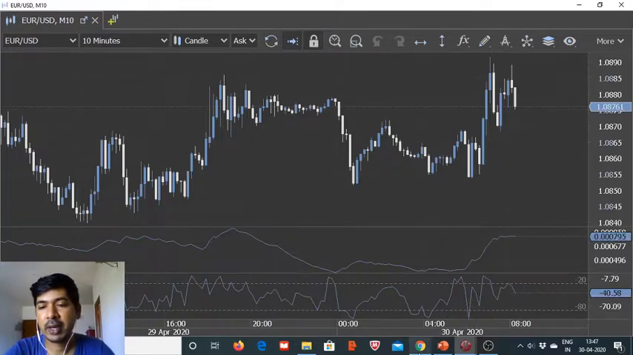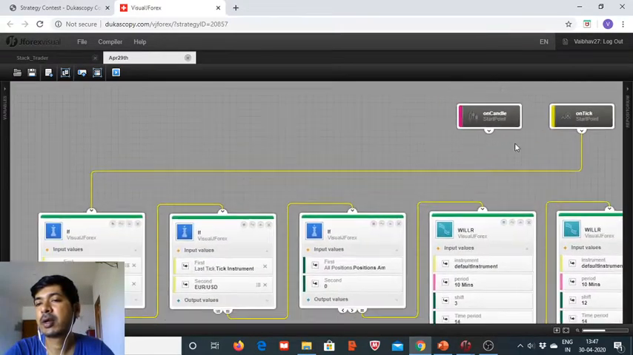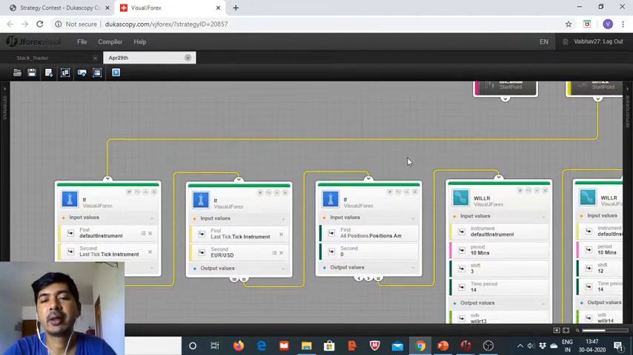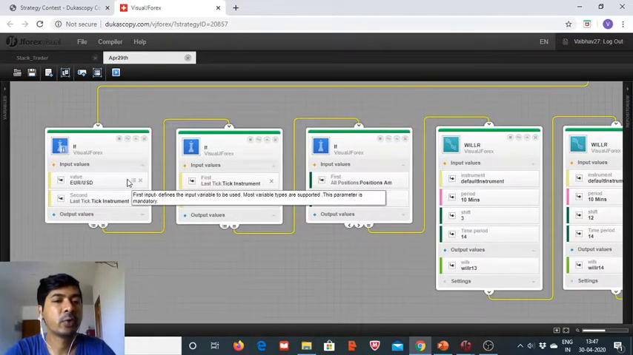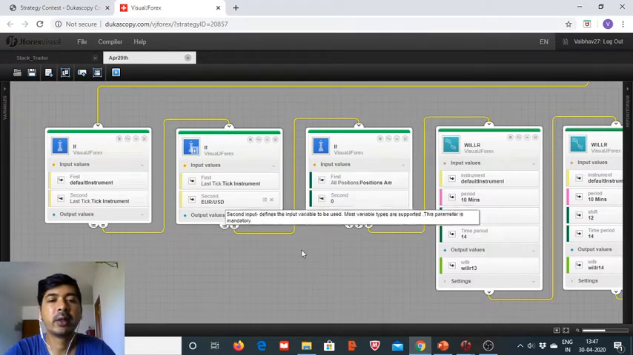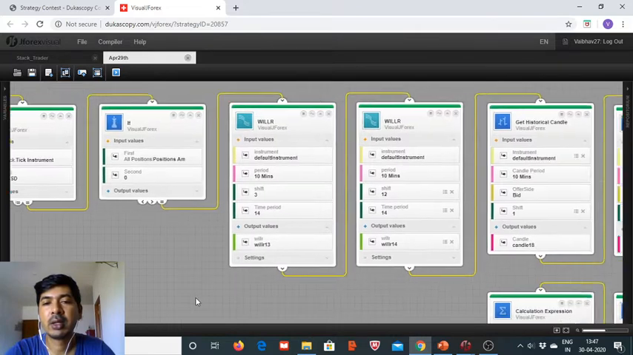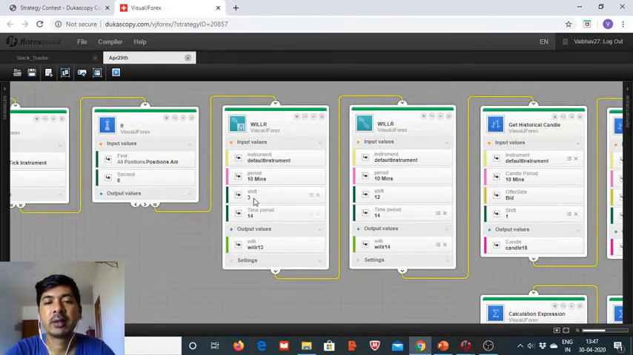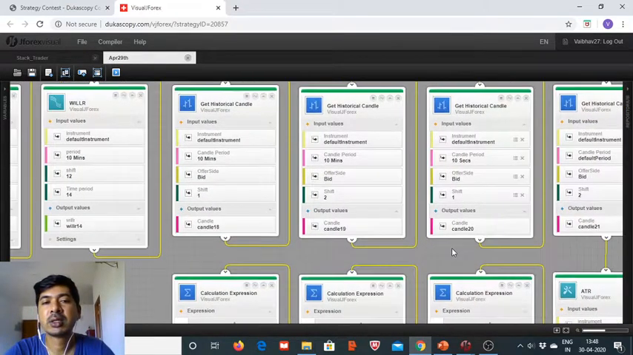So let us get back to our setup, what we have done so far, and then we will start to build the buy side and the sell side. Of course, we will need to do some calculations as well. The setup so far has been that we have done the instrument subscription. We got the EUR/USD, then we defined the position amount at 0. For Williams R, as I said on the charting, we are utilizing shift 3 and shift 12 on the 10 minutes, and we got the historical candles of 10 minutes each.